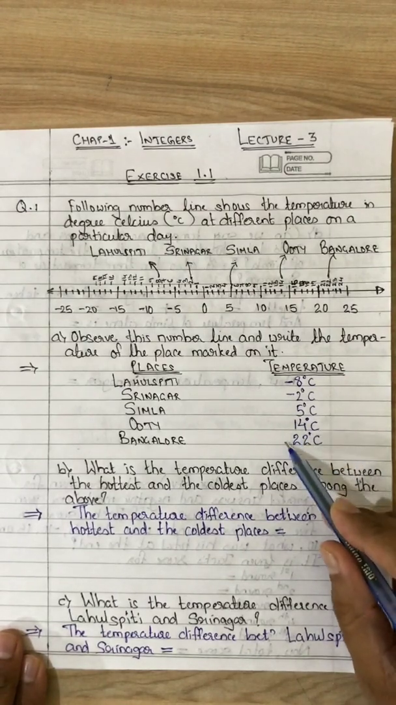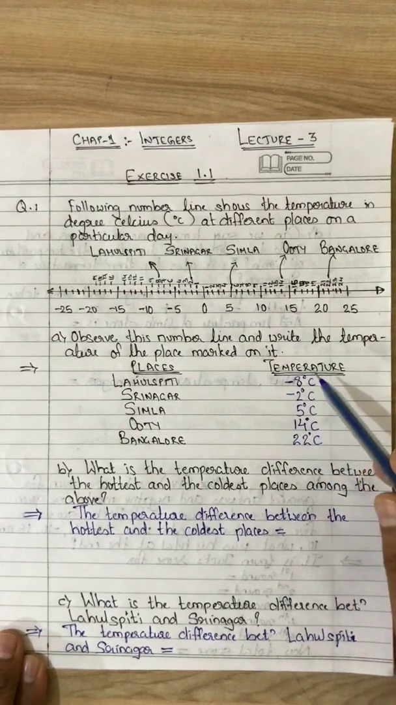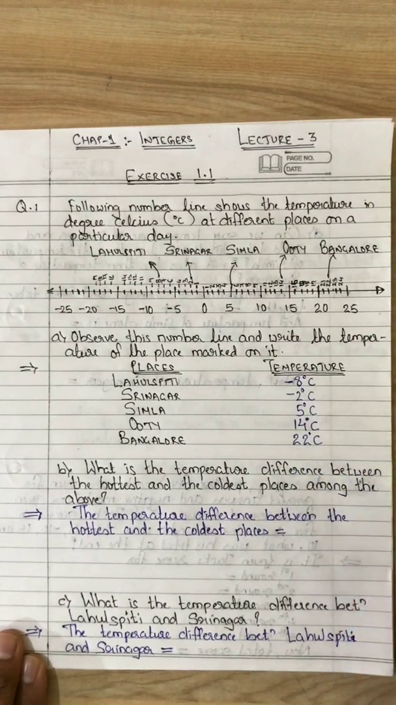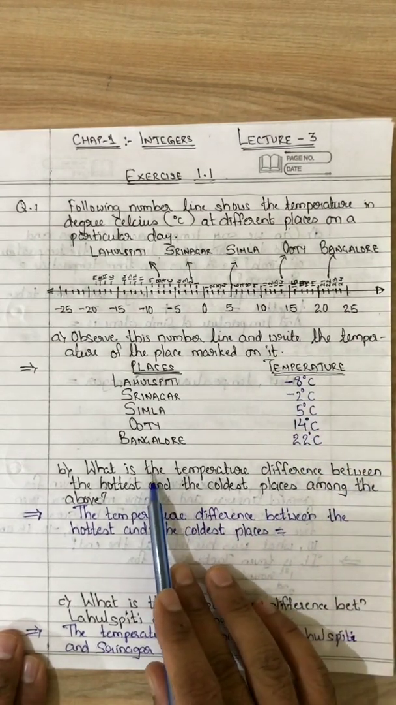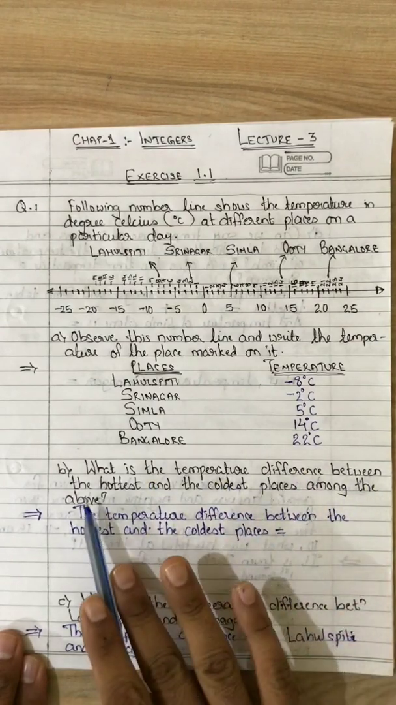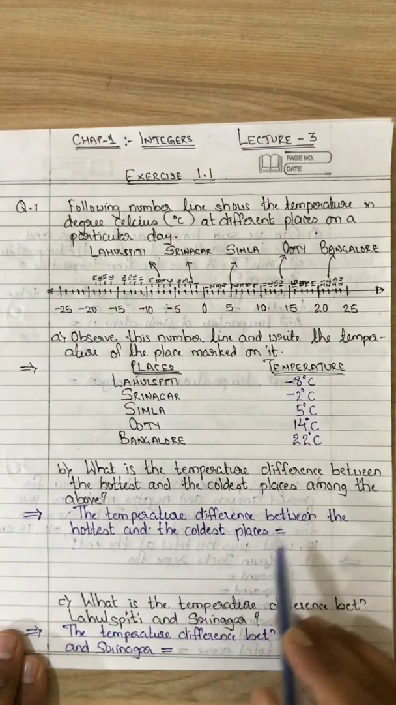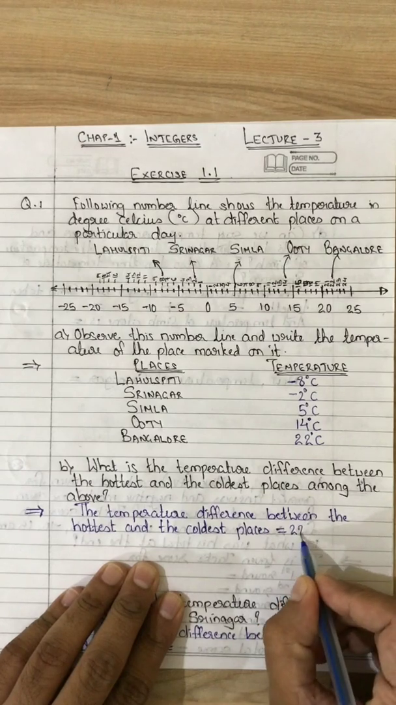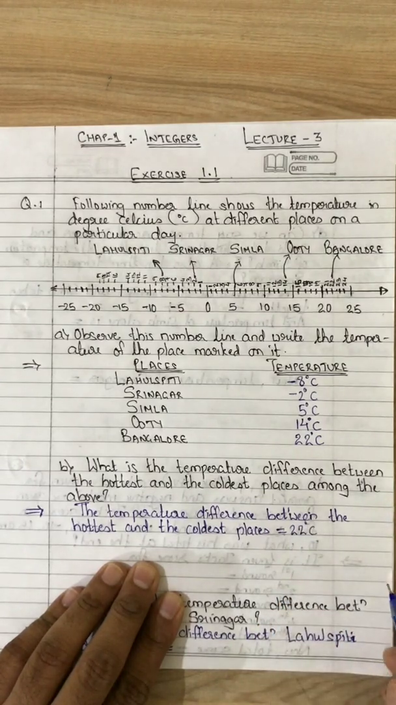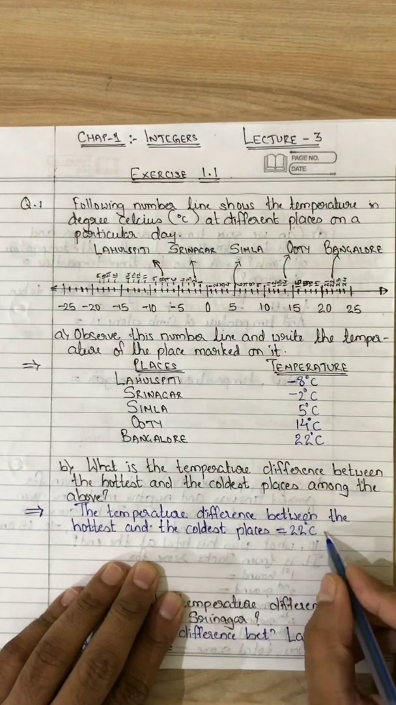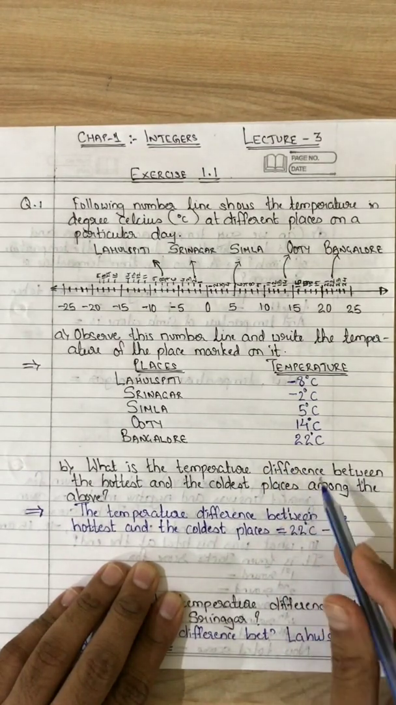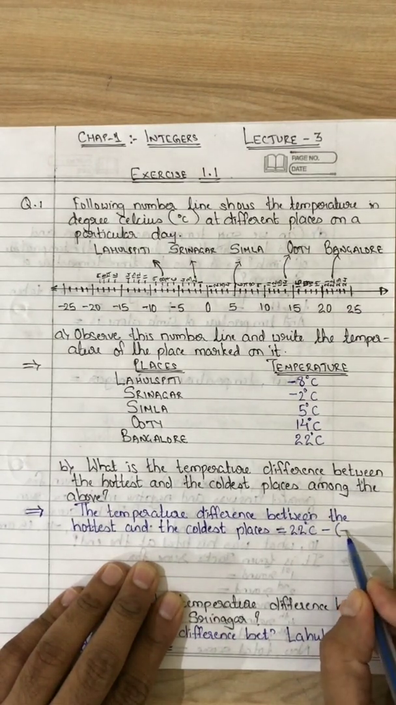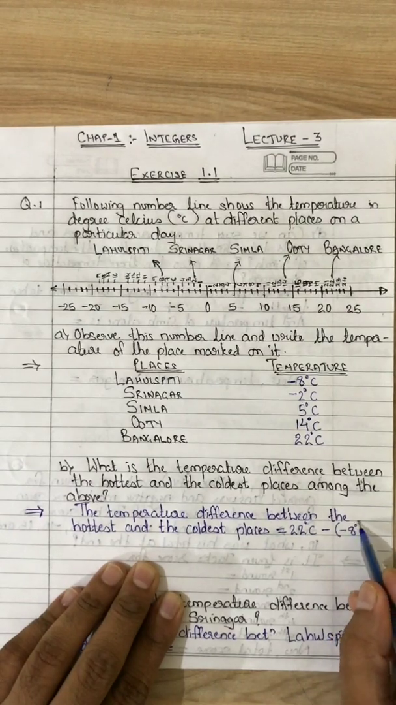So we have to subtract from 22 the lowest, which is Lahul Spiti. We have to subtract -8 from 22. So I have written from the question itself the temperature difference between the hottest and the coldest places. The hottest one is 22 degree Celsius. Now what do they want us to do? They want us to find the difference. Difference is minus. From which? From the coldest. So the coldest one is -8 degree Celsius.